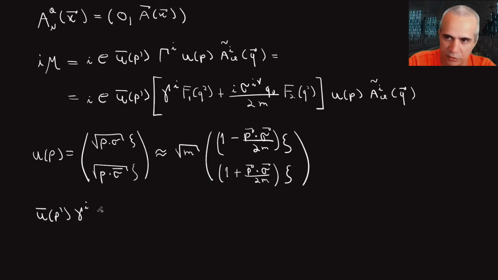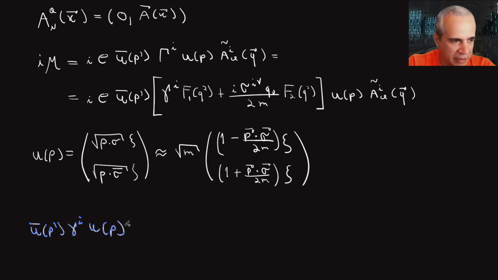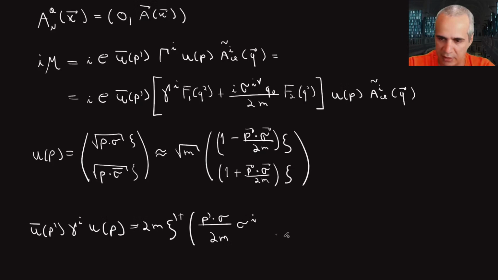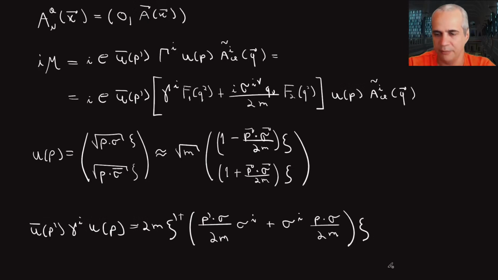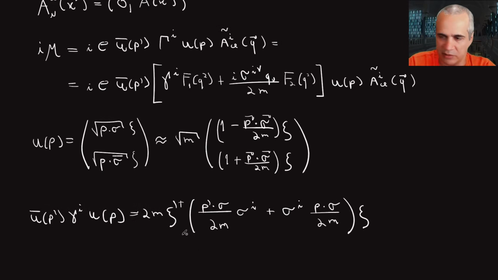So this structure that is showing up there, by throwing away everything that depends on the momentum squared, you get 2m ψ prime. ψ prime here means that it depends on p prime and s prime, so it's the spin of this particle. Just simplify by writing ψ prime. And in the middle here you get p prime·σ over 2m σ_i plus σ_i p·σ over 2m ψ. This is just doing the products there and using a little bit of properties from Pauli matrices.